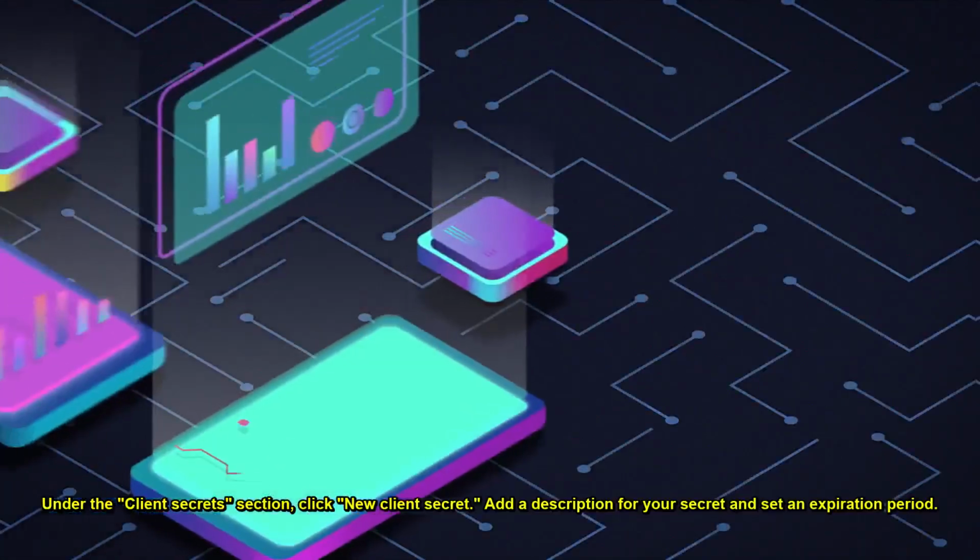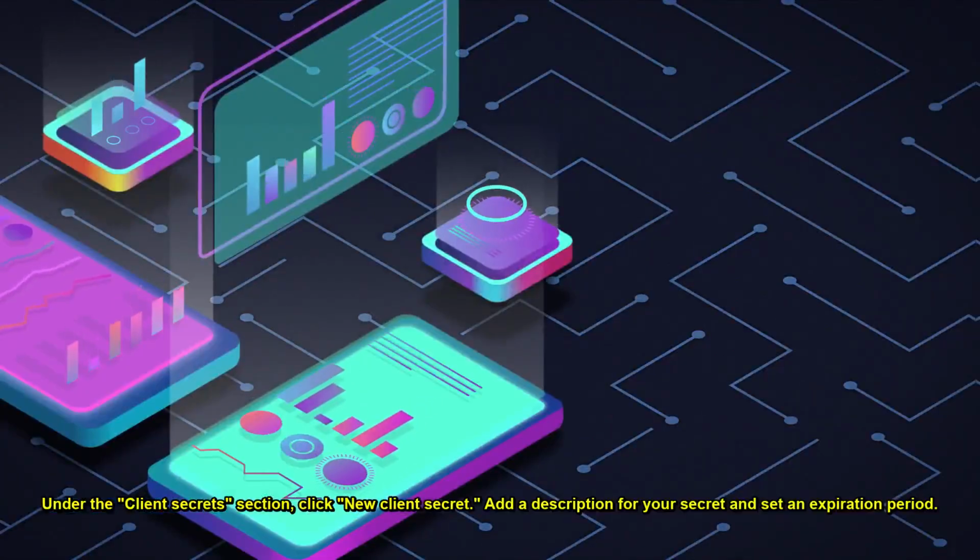Next, click on Certificates and Secrets in the left menu. Under the Client Secrets section, click New Client Secret. Add a description. Click Add and make sure to copy the secret value shown.